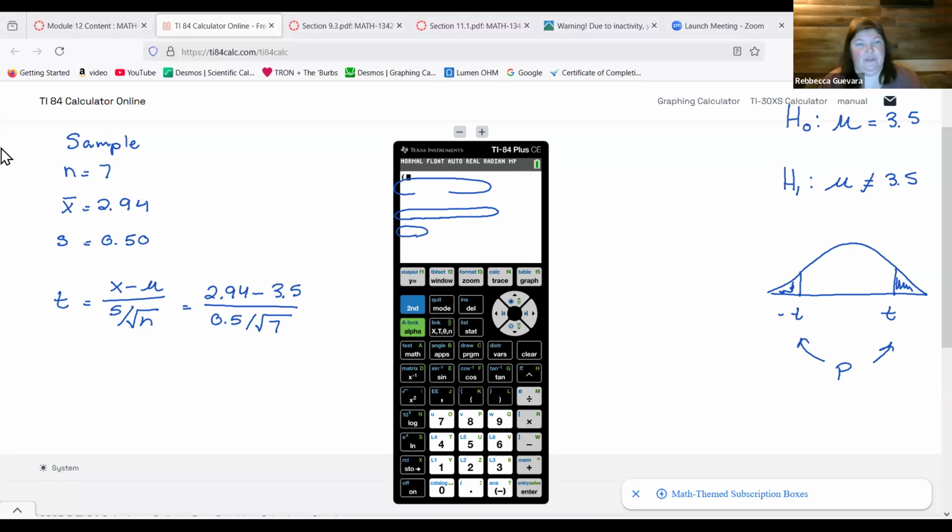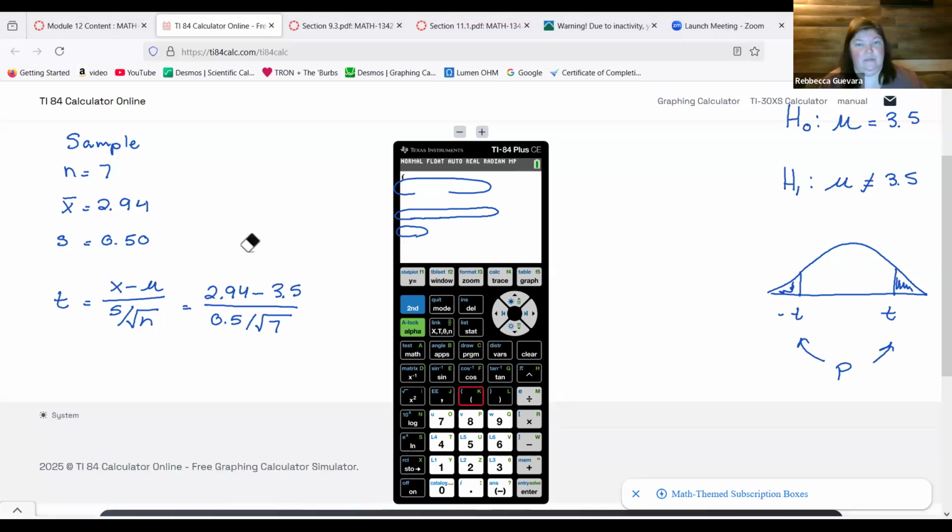So let me clear this stuff off my screen here. We'll just put it in here. Parentheses 2.94 minus 3.5, close parentheses, divided by, and I'm going to do parentheses again, 0.5 divided by the square root of 7.